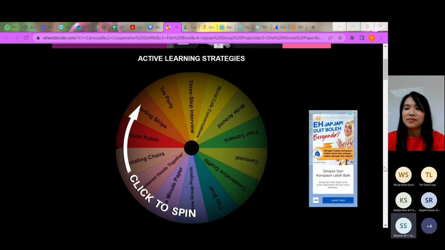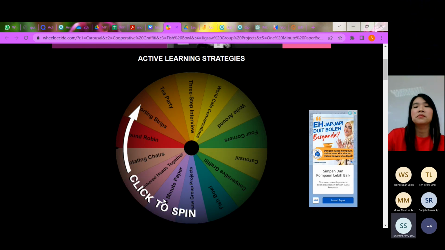Okay, so you learn about it. You go through that slide. Okay, so not slides, information. If you need, you can also Google about this active strategy and get to know more information about this active strategy and so on.